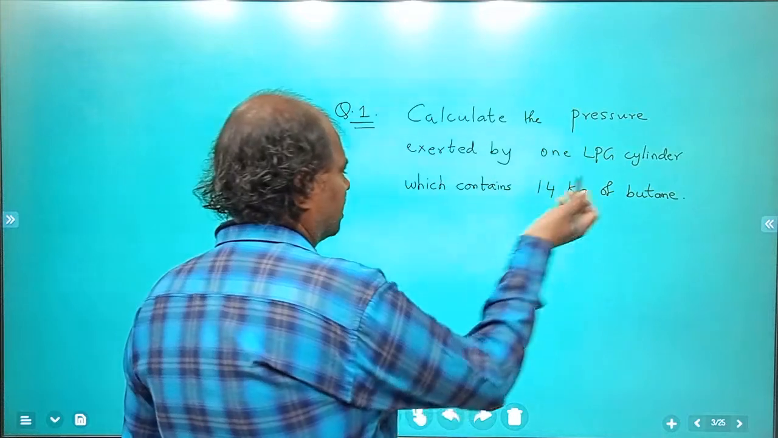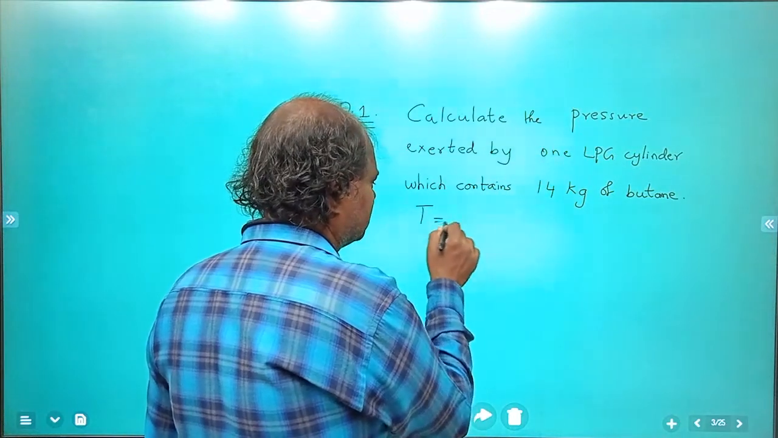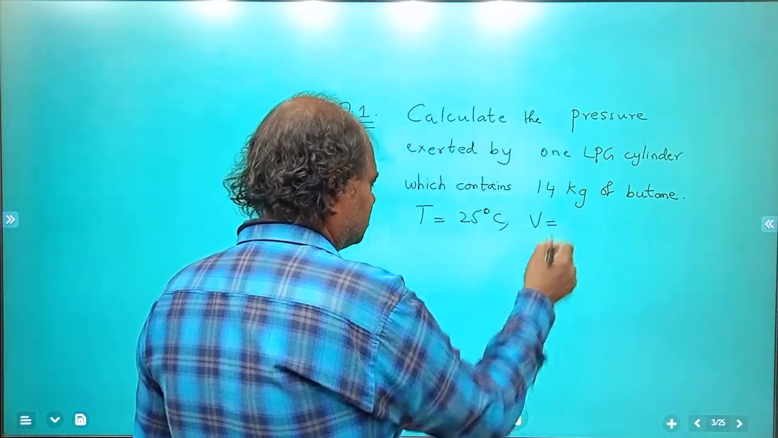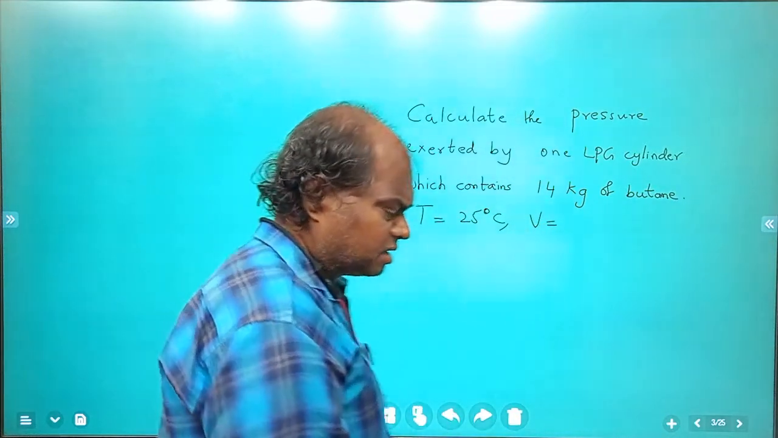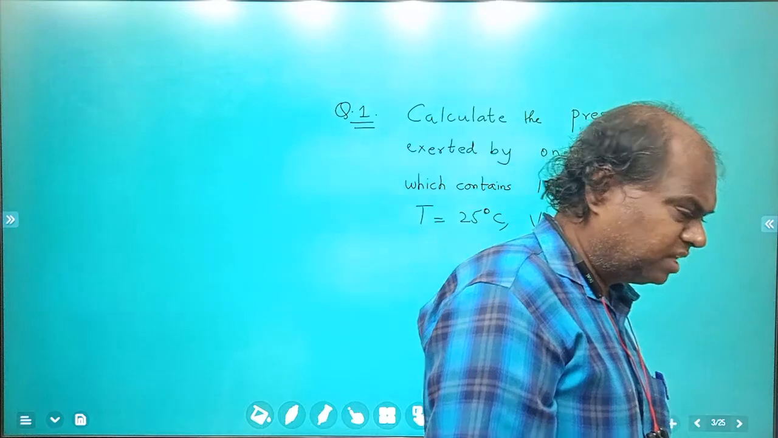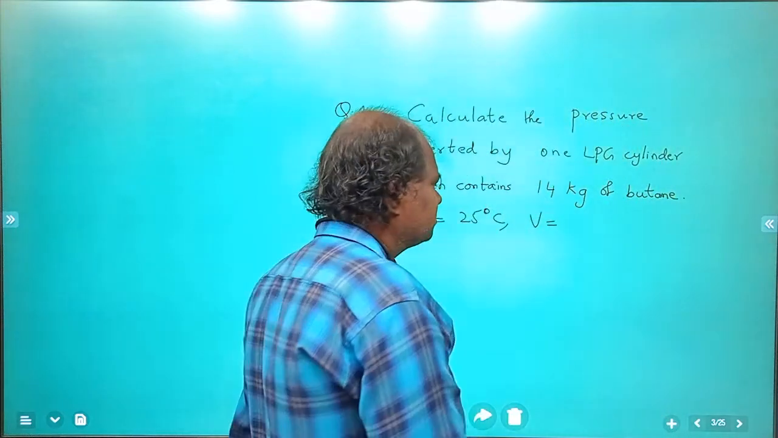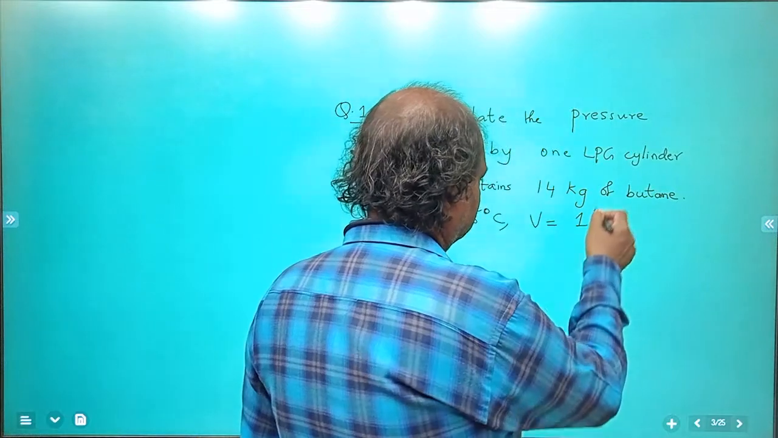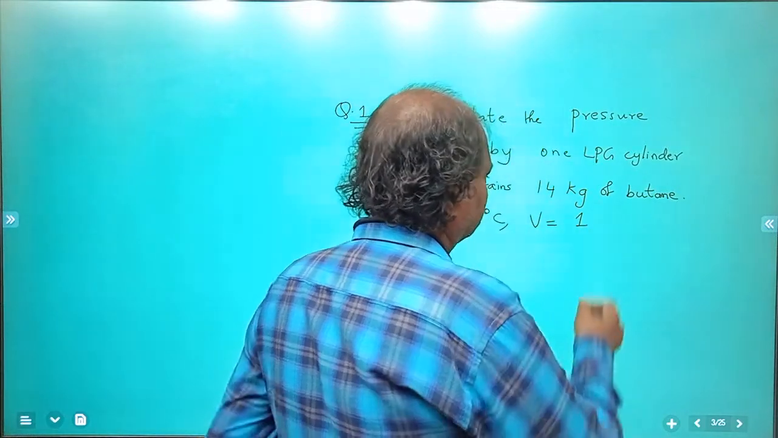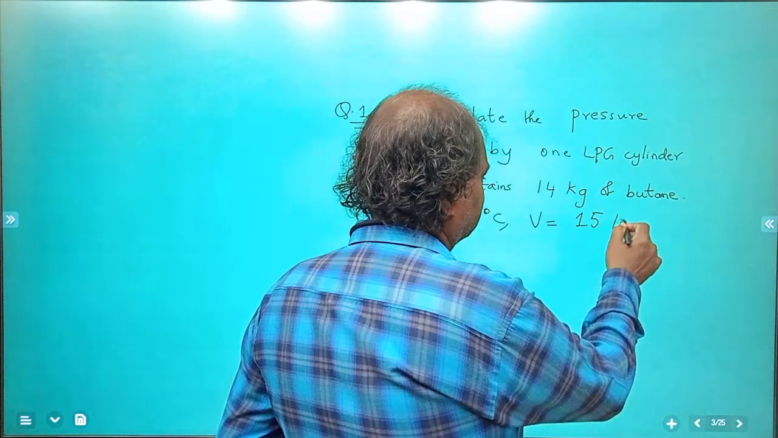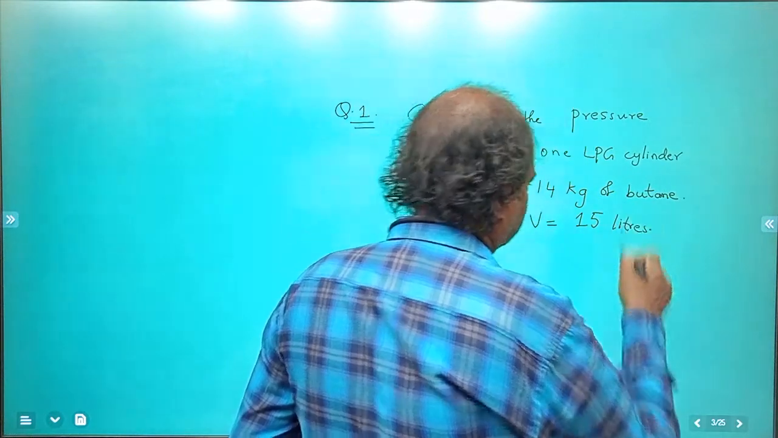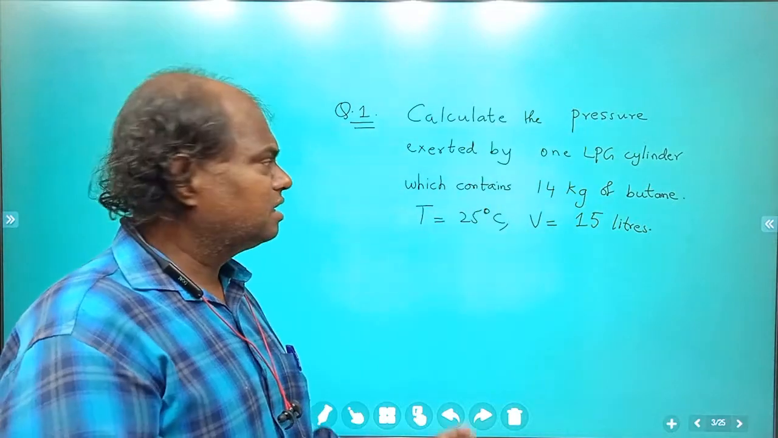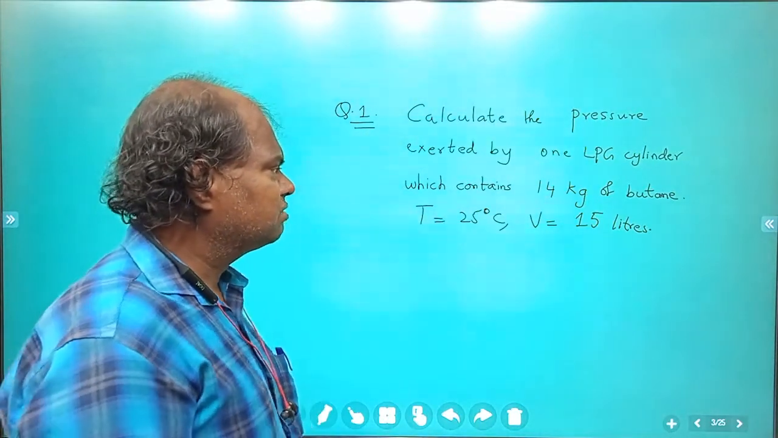Assume that we are working at room temperature. So room temperature is how much? 25 degrees Celsius, right? I'll give the volume also. Let the volume be, let us take 10 liters. Okay, let's take 15 liters. Fine, students. This is what is given to you. So there's an LPG cylinder which contains butane, all these things are given.